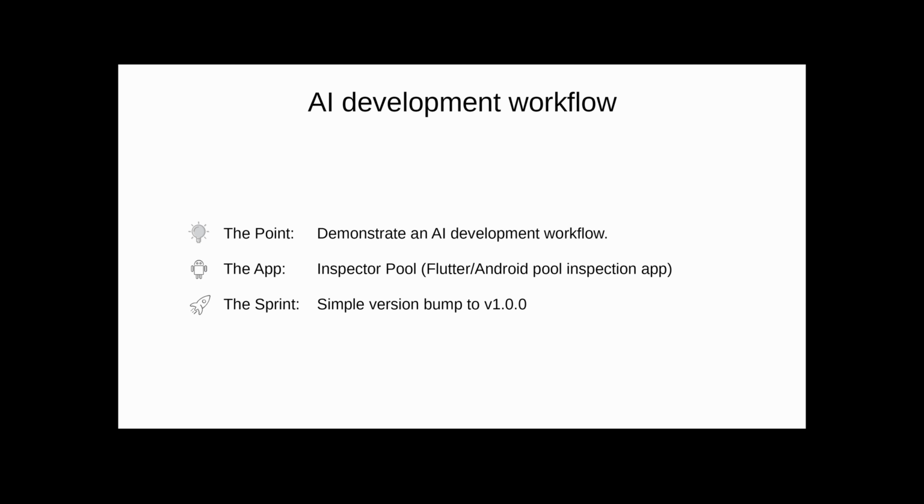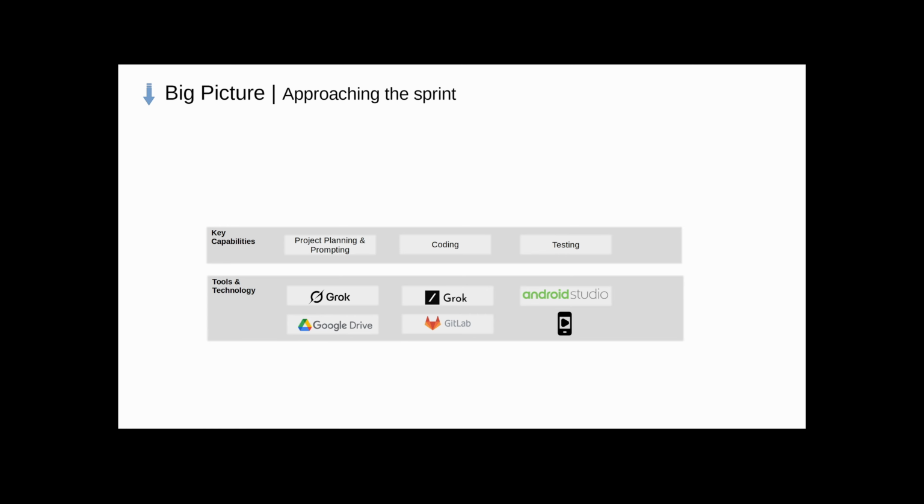more complex sprints. For example, I recently introduced monetization, and those sprints are far more complex, but the process is basically the same. Here's a bigger picture to visualize how I approach a sprint. It really starts with capability mapping. First, I figure out what's needed.